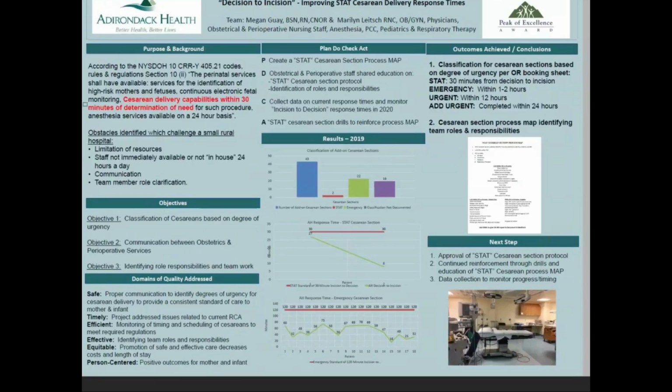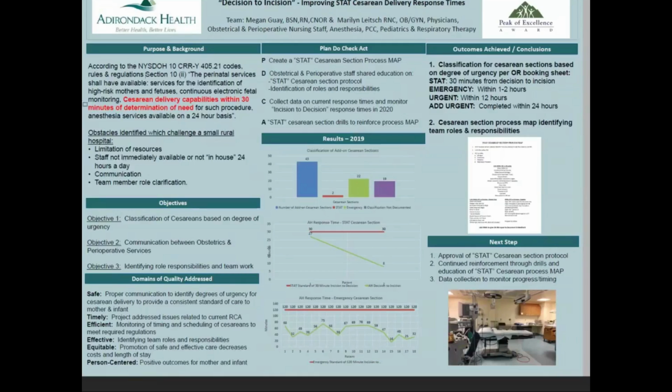And objective 3 is identifying roles and responsibilities and teamwork. Again, not only identified as a very big barrier, but it became one of our main objectives to make sure that the roles of the providers and of the RNs were clear, so that way there was no overlap and also no delay in the care that's being received.